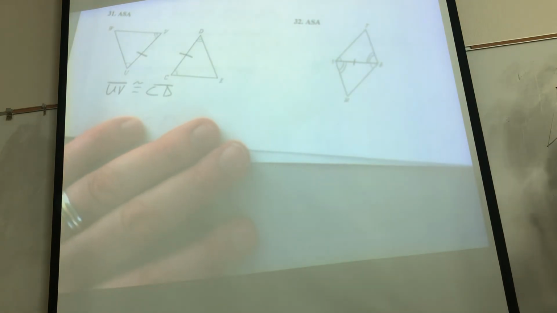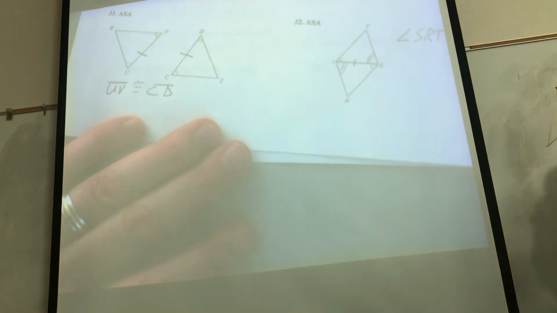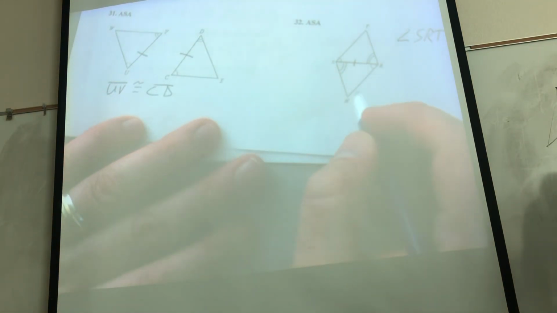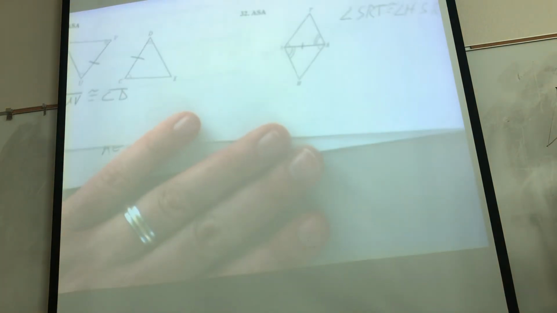And you'd have to use 3 letters on one like this. So this would be angle SRT, because there could be more than one, just angle R. And on the other one, it would have to be angle HSR. And that would get you a good congruency on that according to angle, side, angle.